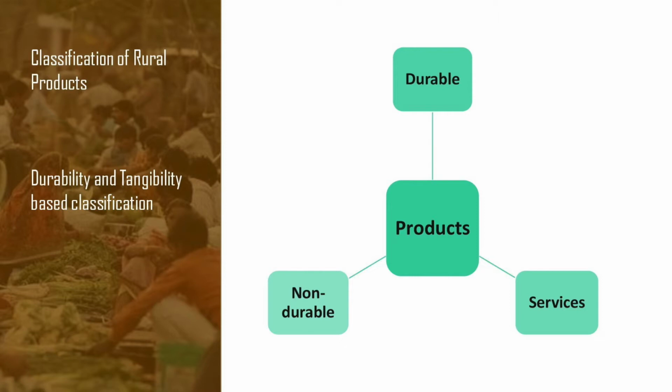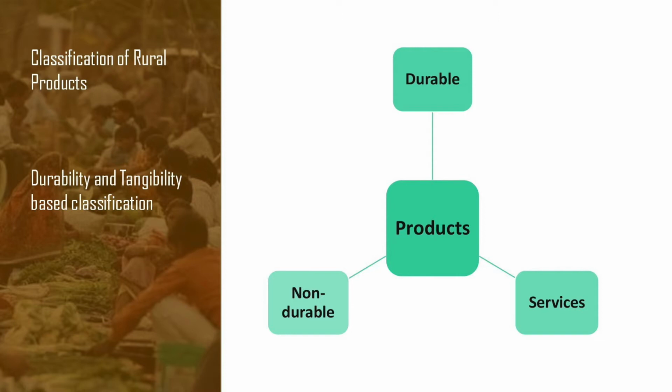Here we categorize the products into three broad categories. The first is durable products, such as mobiles, or in case of rural we can see tractors, tiller machines, or any other similar products. Whereas the second category is non-durable goods, such as fertilizers, seeds, insecticides, pesticides, what we are going to use in terms of a rural product.